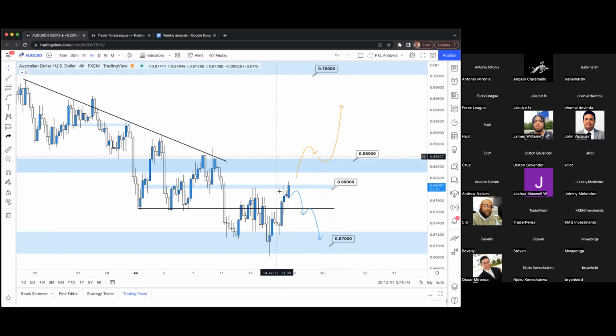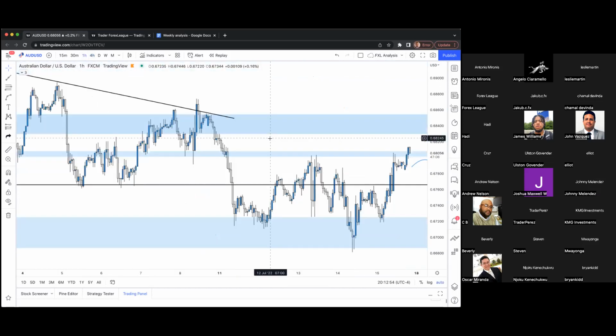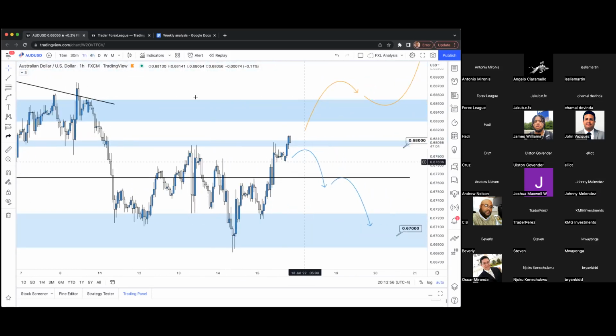So for now, we're looking for this short opportunity to play out. It's very close to happening. We really only need a few candles to set up, and then we could be looking at a nice short opportunity. So this is on the watch list. We'll see how this plays out. We'll keep an eye on this one. But yeah, so that's AU.